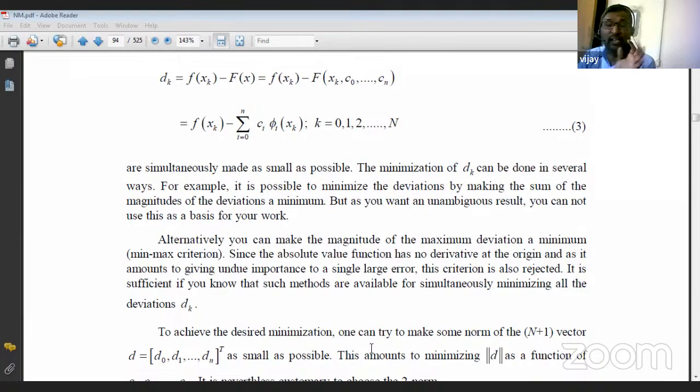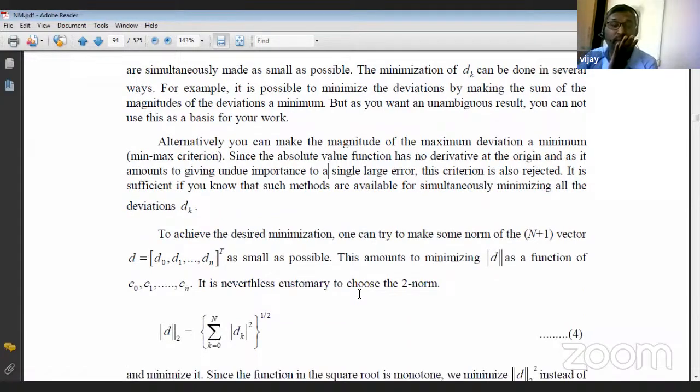The criterion is rejected. Why? It is sufficient to know that such methods are available for simultaneously minimizing the deviations. To achieve this desired minimization, one can try to make some norm of the n plus 1 vector d equal to d0, d1, up to dn as small as possible. This amounts to minimizing the modulus of d as a function of c0, c1, c2 and so on.